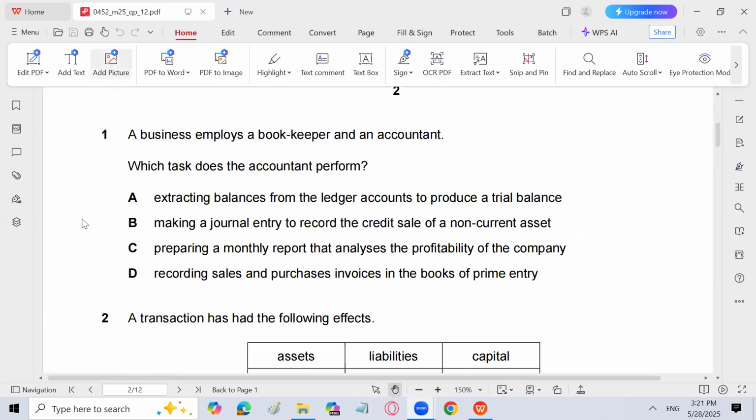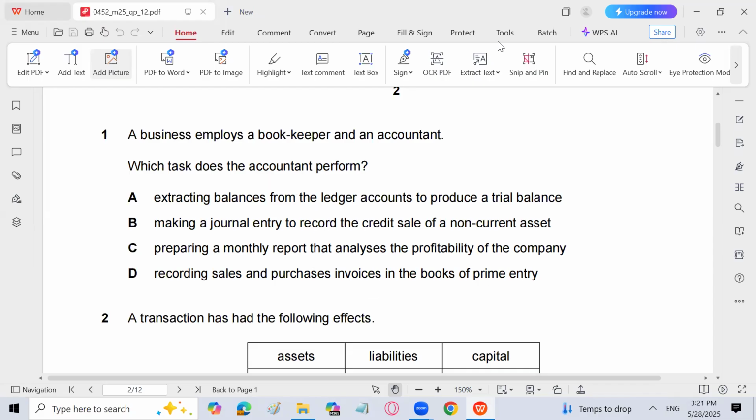A business employs a bookkeeper and an accountant. Which task does the accountant perform? Extracting balances from the ledger accounts to produce a trial balance. Yes, that is the task of the bookkeeper. Making a journal entry to record the credit sales of a non-current asset. Again, the bookkeeper. Preparing a monthly report that analyzes the profitability of the company. Recording sales and purchase invoices in the books of prime entry. So which task does the accountant perform?